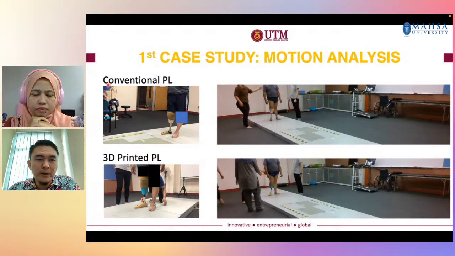So we are comparing a conventional prosthetic leg with the 3D printed prosthetic leg. The patient wears the conventional and also the 3D printed one during the analysis. We call it motion analysis, where the patient needs to walk on the platform, and there are 6 different cameras that capture the motion. So in the end, we can see what the angle is, the speed and so on.